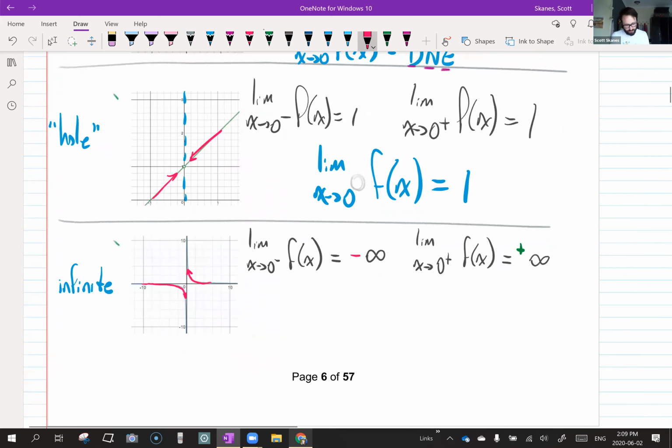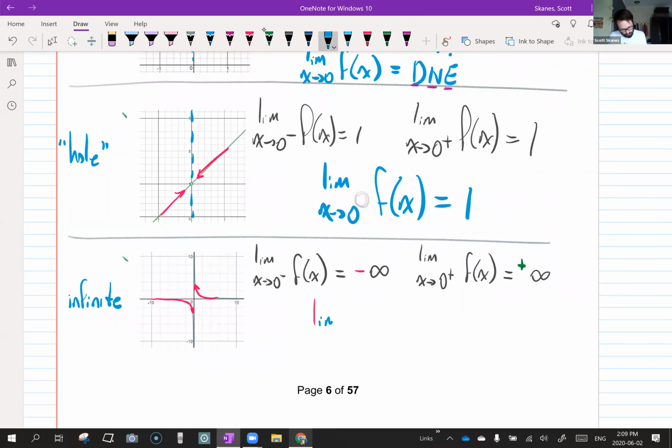Okay, so does this limit exist as it approaches 0? Very simply put, you can just say does not exist. You can write it out in English, or you can write it out as DNE. I know what you mean, no matter what you say.